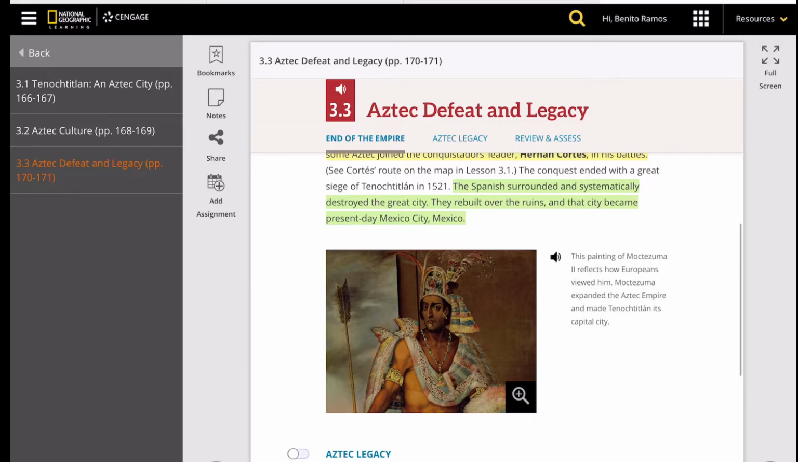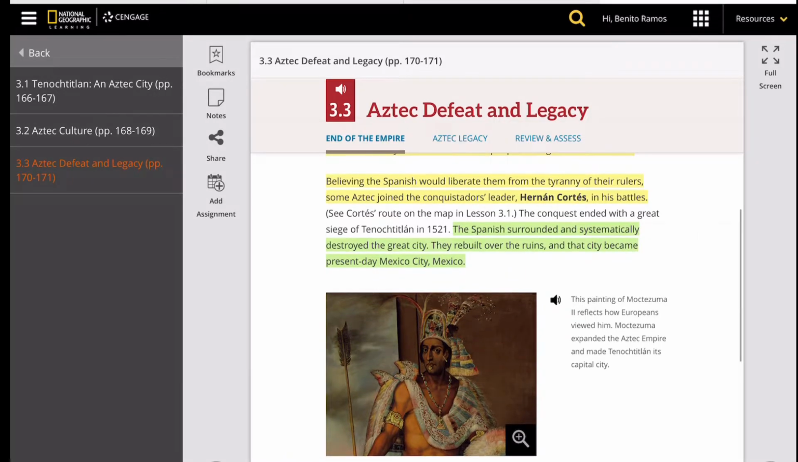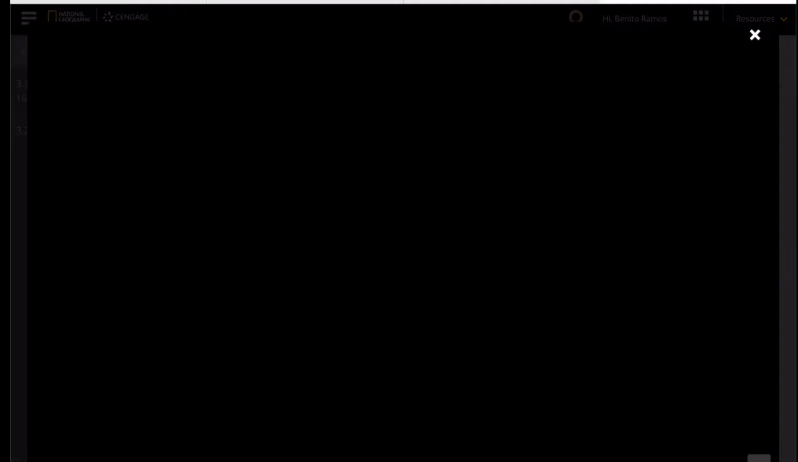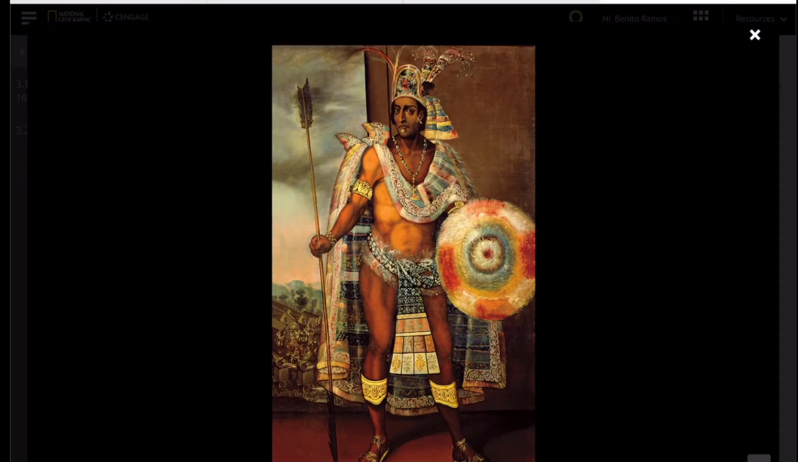Now let's take a look at this picture. This painting of Moctezuma II reflects how Europeans viewed him. Moctezuma expanded the Aztec Empire and made Tenochtitlan its capital city.